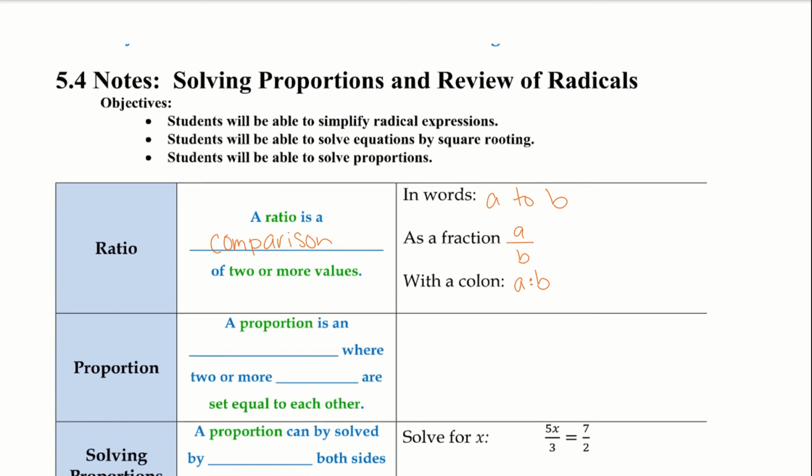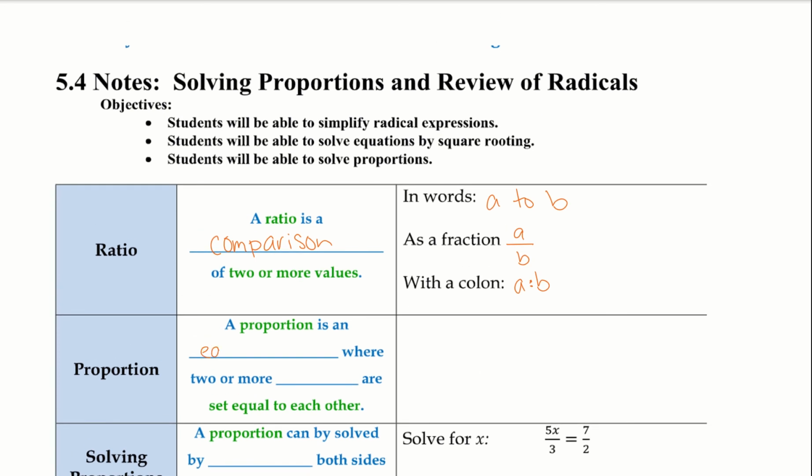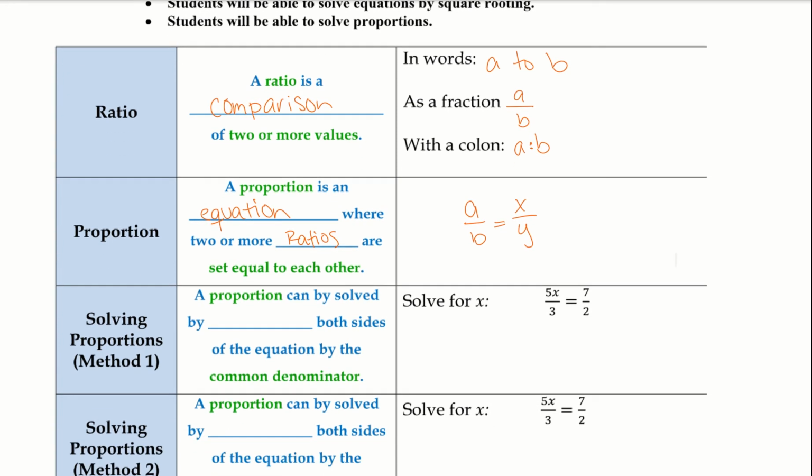All right, a proportion is an equation where two or more ratios are set equal to one another. So we could have A over B is equal to X over Y. So normally those are seen as fractions, so therefore we'd set up the two fractions. A over B is equal to X over Y. All right, and then there's two ways we can solve.